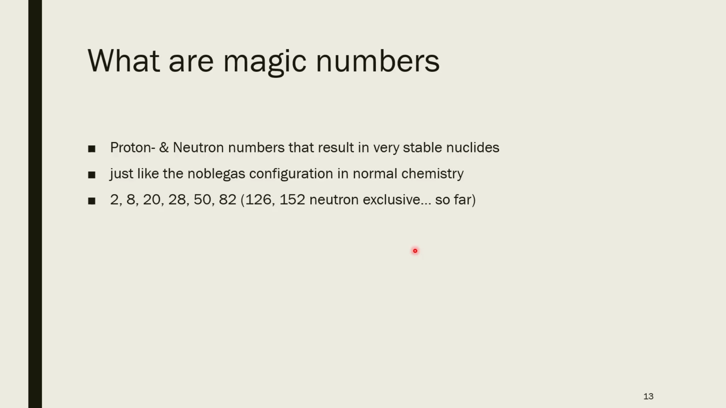What are magic numbers? Magic numbers are proton and neutron numbers that will result in a very stable nucleus. You know noble gases from noble chemistry, like helium, neon, argon, krypton, xenon, radon, and oganesson. They are very chemically stable in that sense. Or if you have transition metals having the d10 configuration, so 10 d electrons, it's also quite chemically stable. And you have the same thing, but just inside of the nucleus for the proton and the neutron number.